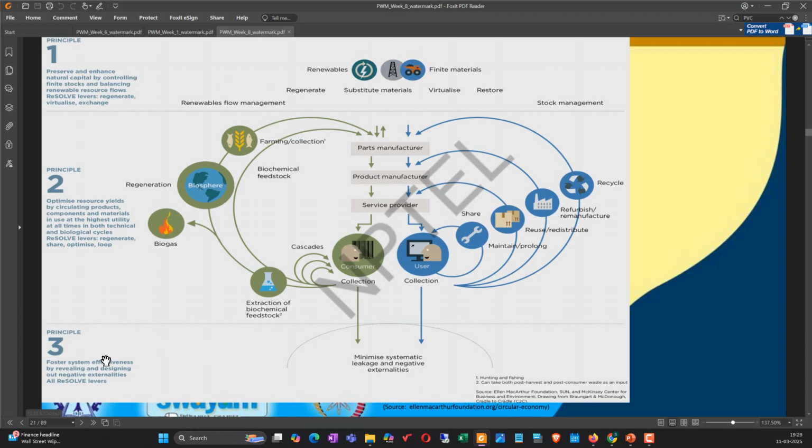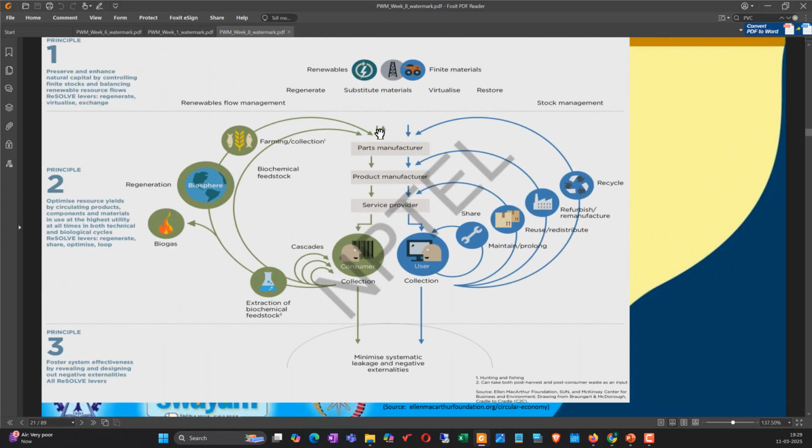Here the third principle is to foster system effectiveness by revealing and designing out negative externalities, all ReSOLVE levers, right? And the second one was to optimize resource yields by circulating products, components, and materials in use at the highest utility at all times, in both technical and biological cycles. So the ReSOLVE levers are Regenerate, Optimize, Loop. Here, Regenerate, Virtualize, and Exchange were there. All ReSOLVE levers were there in this one.